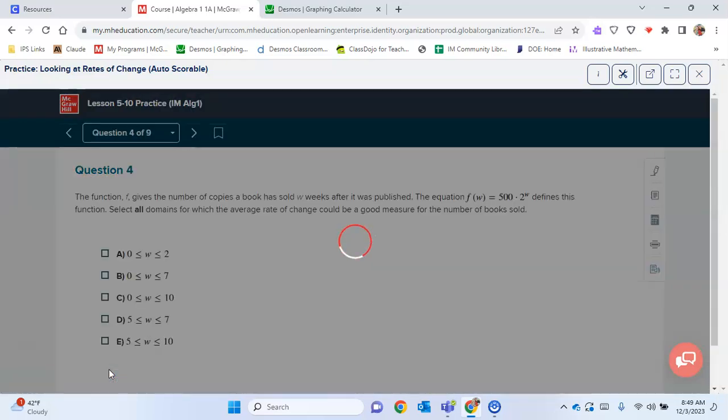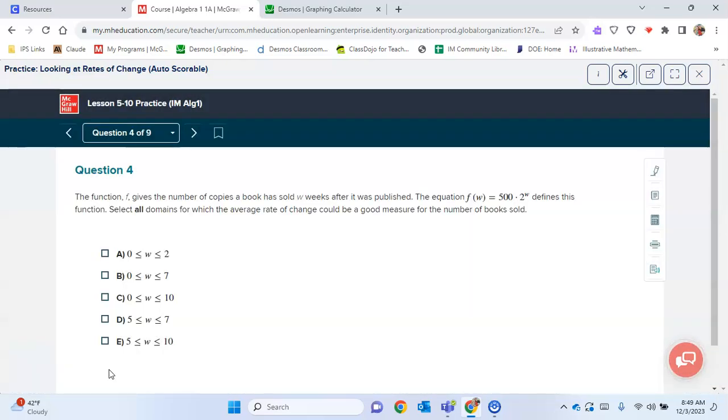Question 4. The function f gives the number of copies a book has sold w weeks after it was published. The equation f of w equals 500 times 2 to the w defines this function. Select all domains for which the average rate of change could be a good measure for the number of books sold. Well, they just talked about this.